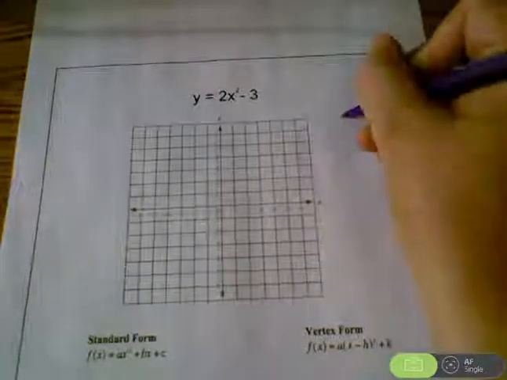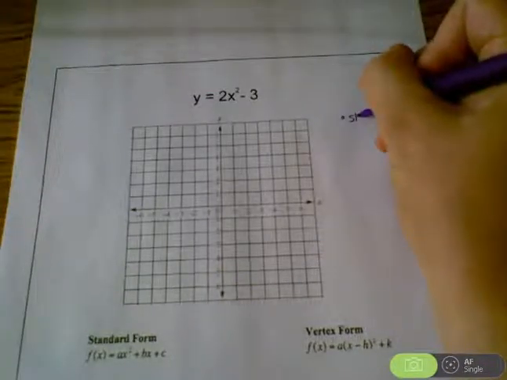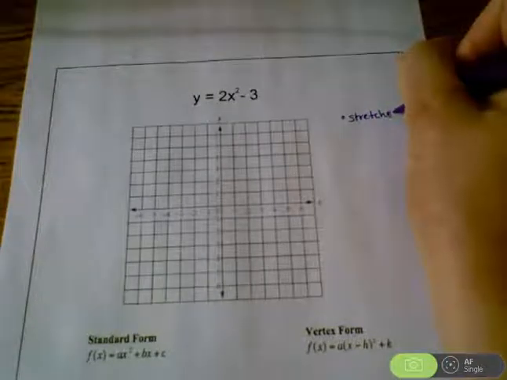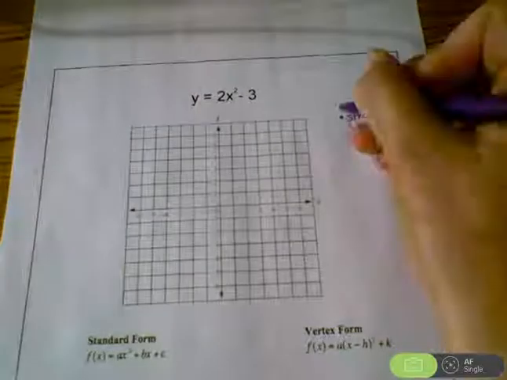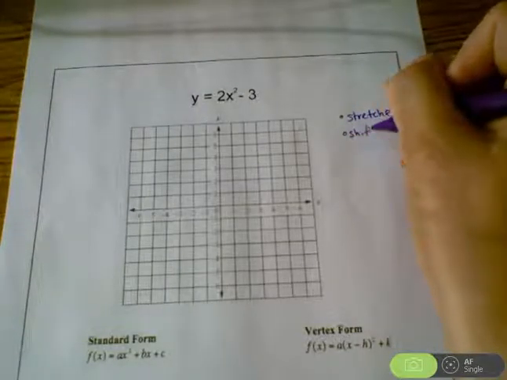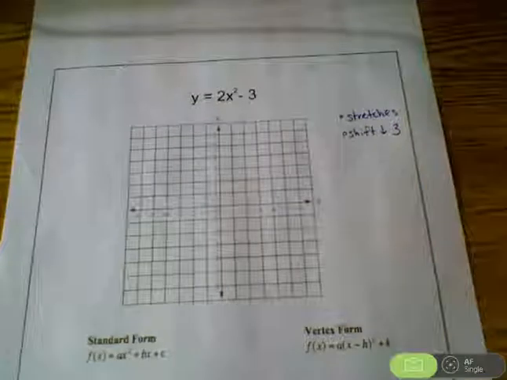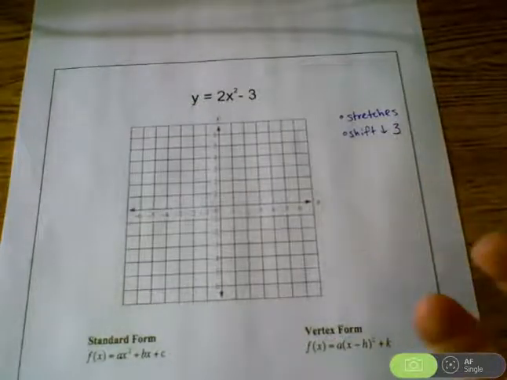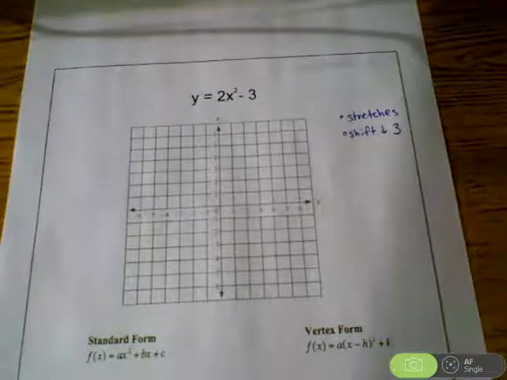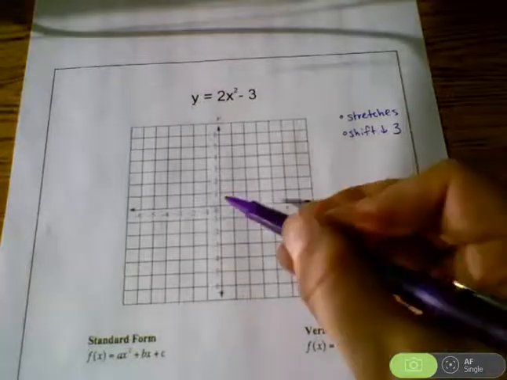So hopefully you jotted down a couple things, like it stretches because it has a coefficient of 2. So we know it's going to stretch. It's going to get more narrow. We also know it's going to shift vertically down 3. So if you know those things, and you know what the parent function looks like, we can probably graph this pretty quickly. So we know it's shifting down 3.